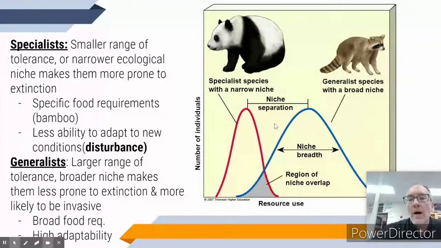The generalist species here, we've got a raccoon. They have a really wide niche, very adaptable species, can tolerate lots of disturbances, and are less prone to extinction. You can see there is some niche overlap here, but this is probably not true. A panda and a raccoon would never really see each other or interact in terms of their niche. It gives you an idea graphically how the two are different.